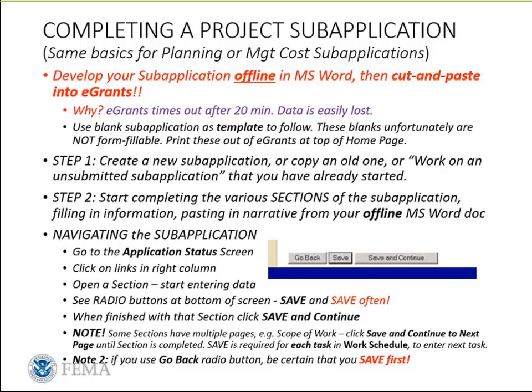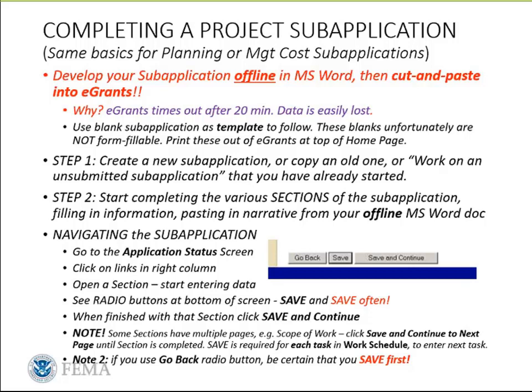Just remember that. So when you're finished with that section and you're totally happy with it, you click the big radio button that says Save and Continue. That takes you to the next section. Or you can just click the Go Back and it'll take you back to that application status screen, and you can select a different section of the sub-application. Maybe the next one after the one you're working on you've already finished, so you need to go back there and work on one further on down the sub-application form.